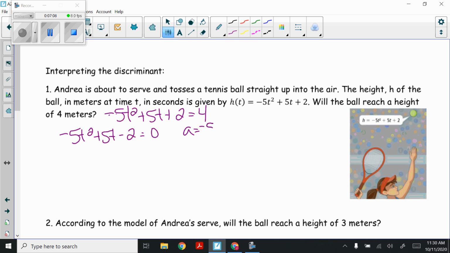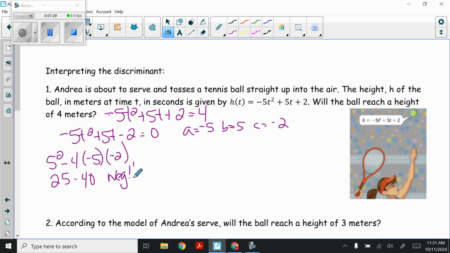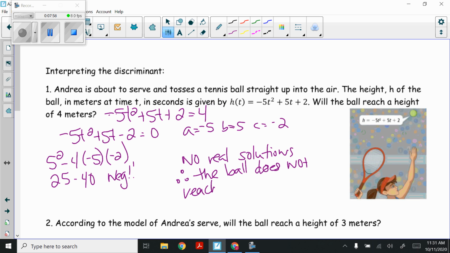So again, I'm going to identify a as negative 5, b is 5, and c is negative 2. I'm going to find out what my discriminant is. So 5 squared minus 4 times negative 5 times negative 2. 5 squared is 25. Negative 4 times negative 5 is positive 20. 20 times negative 2 is negative 40. So 25 minus 40 is negative 15, a negative number. Remember, a negative number underneath my radical means that the i comes out and I have imaginary solutions, so here I have no real solutions. So a height of 4 meters gives this quadratic equation no real solutions. Therefore, I can say the ball does not reach a height of 4 meters.